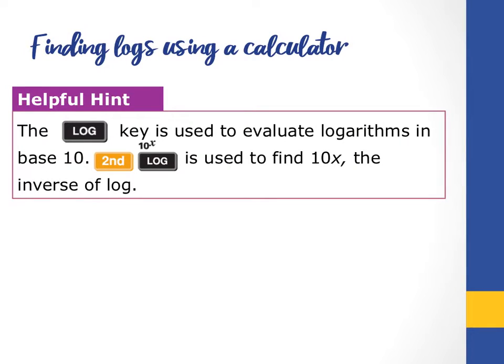All right, so finding logs using the calculator. If you didn't take it out already, you want to take it out. Remember, the log button itself is log base 10. Locate your log button on your calculator. There should be log, and the little thing above it should be 10 to the x. Does everybody see their log button? Anybody need help finding it?